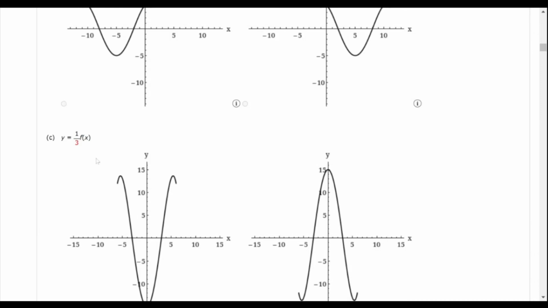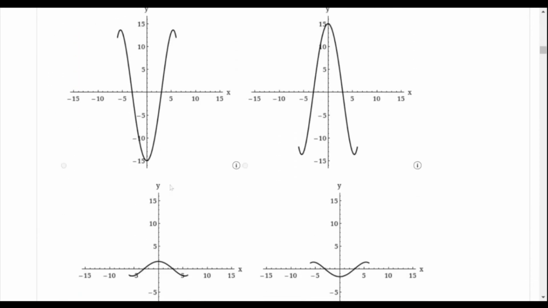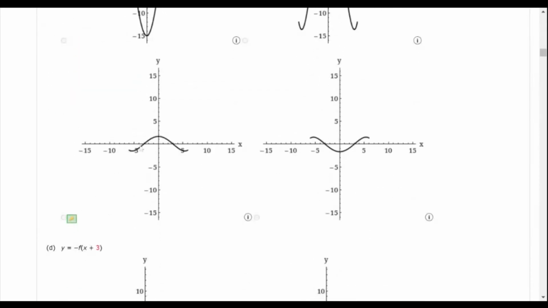That's right. So does that mean it gets skinnier or wider when it's a shrink? It gets wider. Again, think about Play-Doh. If you compressed it, it gets a little wider. If you stretched it, with a number greater than 1, vertically, it gets skinnier. So the answer is, in this case, this one over here.